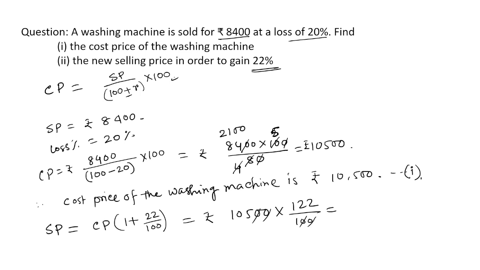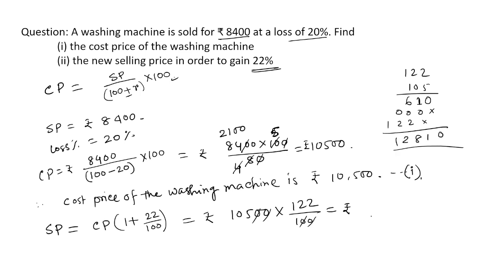So we can multiply and get the answer. 122 into 105. So 5 twos are 10, and so on, and we get 12810. So that is the amount of the new selling price.